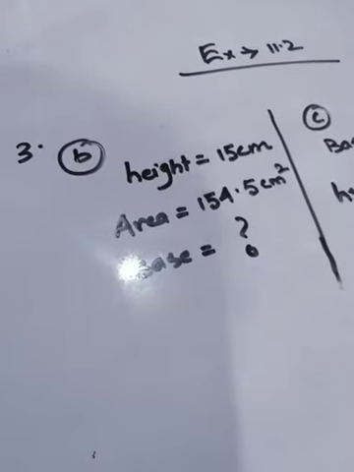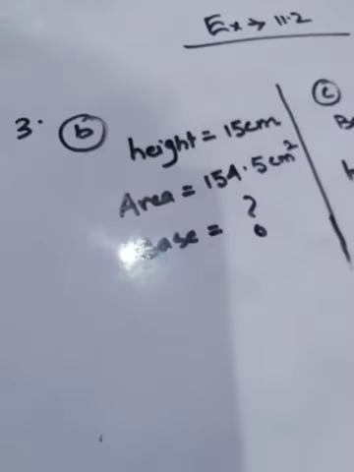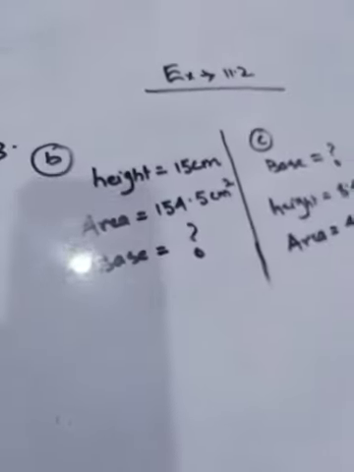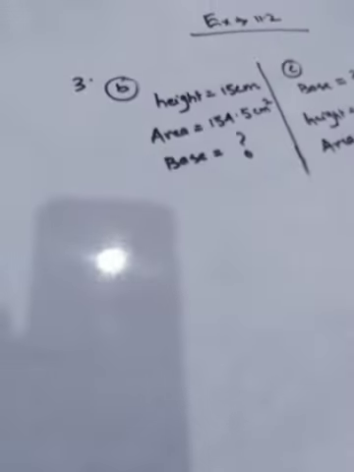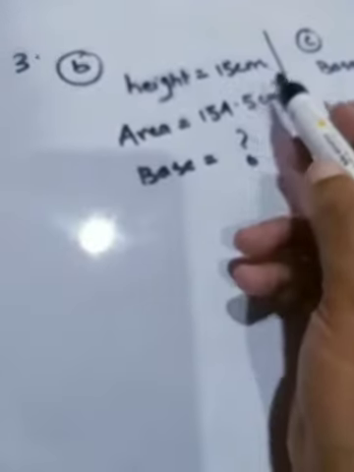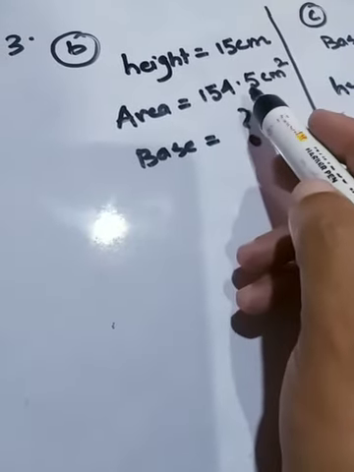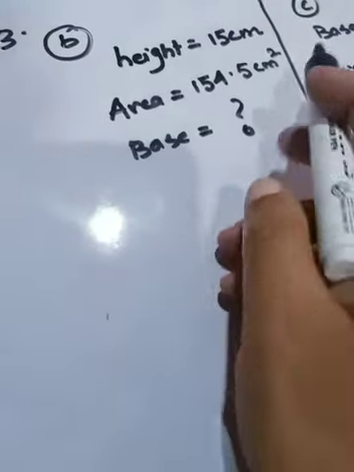Hello students, in this session I will explain you sum number B, C and D of question number 3 of exercise 11.2. So let's begin with question number B. In question number B, height is given 15 centimeter, area is given 154.5 centimeter square, and you have to get the value of base.